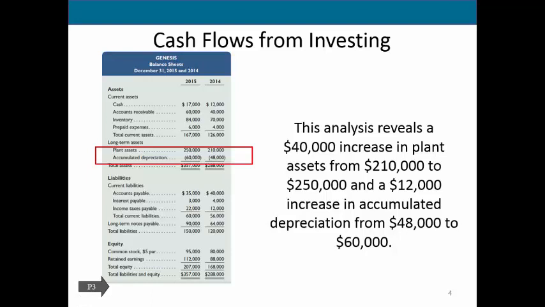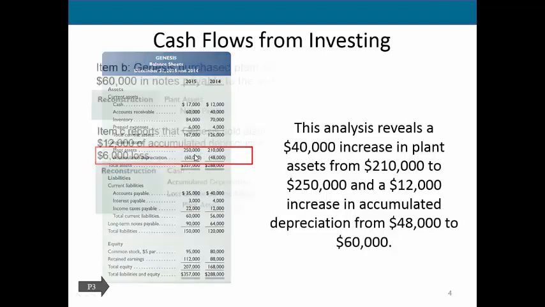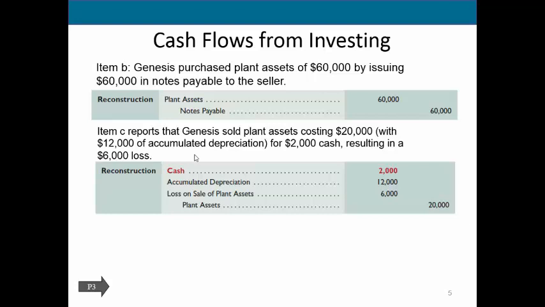However, you can see we purchased plant assets for $60,000, but our increase here, the overall balance, is only an increase of $40,000. So what that means is there's more going on, because we bought additional plant assets for $60,000, but the increase is not for $60,000, it's only $40,000. So that means something must have also reduced it. Most likely we sold something, but we've got to look at that.